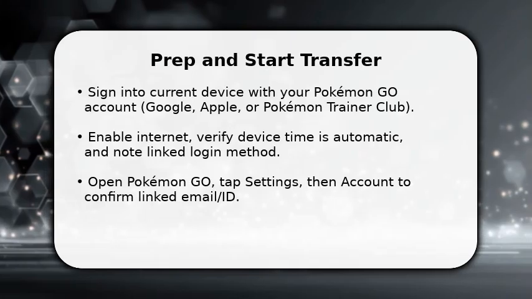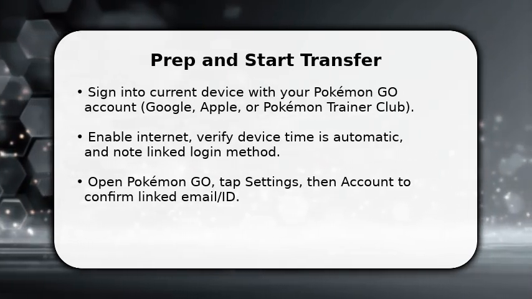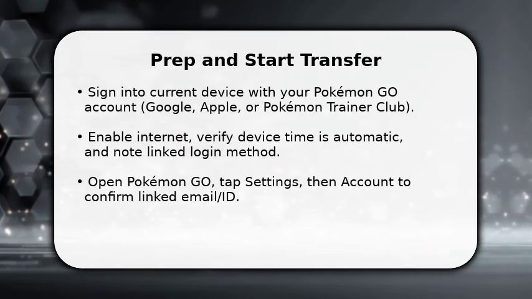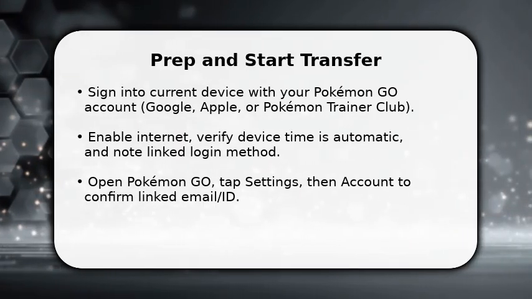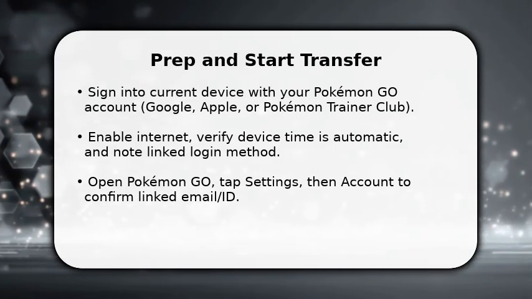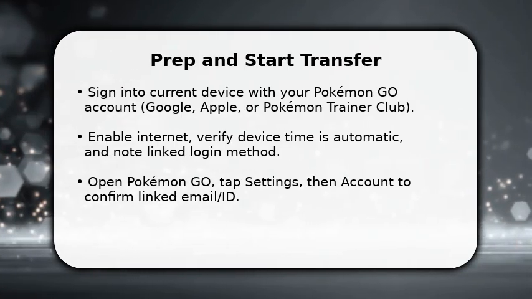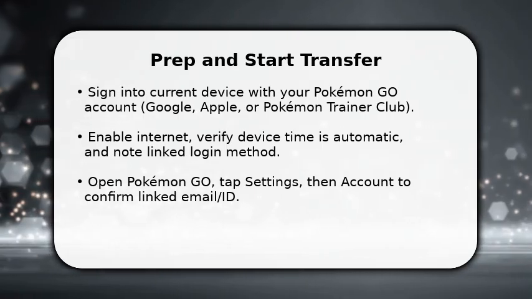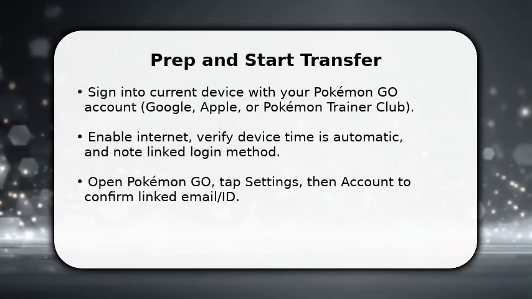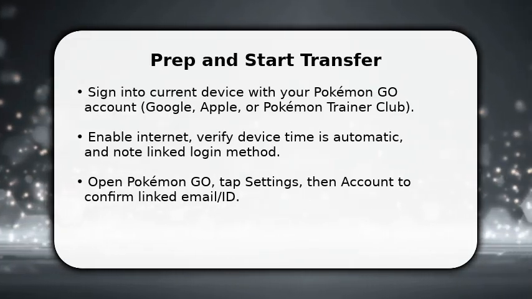Begin on the phone that currently has your Pokémon GO account. First, confirm which login you use, Google, Apple, or Pokémon Trainer Club, because that's the key to access. Once done, open Settings in Pokémon GO and verify your account email or username. Make sure the device has a stable internet connection and automatic time. Do this now so the destination phone can authenticate quickly. This avoids account lockouts and speeds the transfer process.